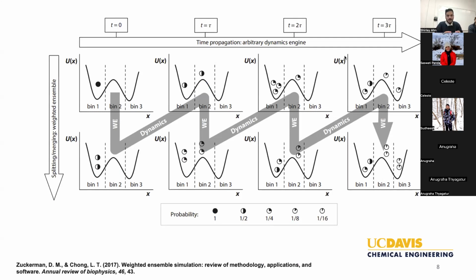So the 0.5 probability is split into 0.25 probability each. So in this case, a splitting is divided by 2. In case we have 3 walkers per bin, then if one walker splits into 3 walkers, each will have a probability which is 1/3 of the parent walker's probability. The same thing happens with the merging also.